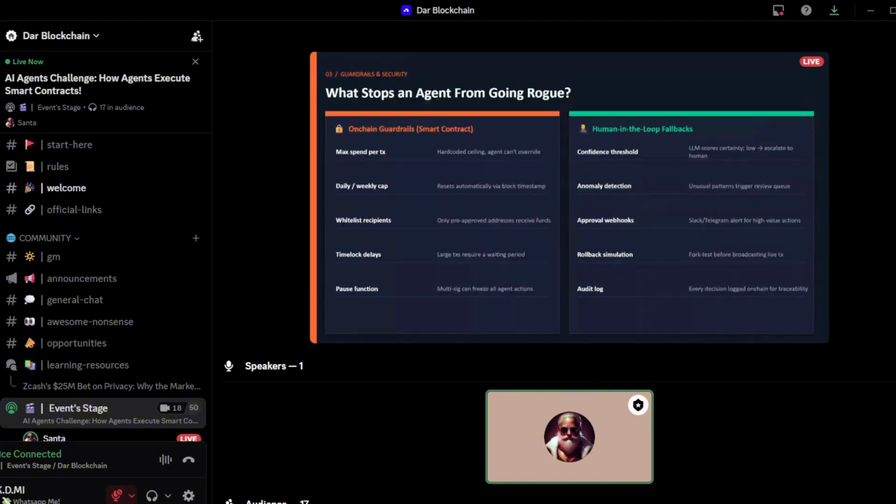Also, we have fork simulation. Before broadcasting to mainnet, the transaction is simulated on a forked state, and if the simulation fails or produces unexpected outputs, the agent aborts. Also, of course, audit logging, and that's the purpose of logging, by the way. Every decision and every transaction is logged on chain or in an immutable off-chain store. That gives you full traceability, and this matters for compliance and especially for debugging.